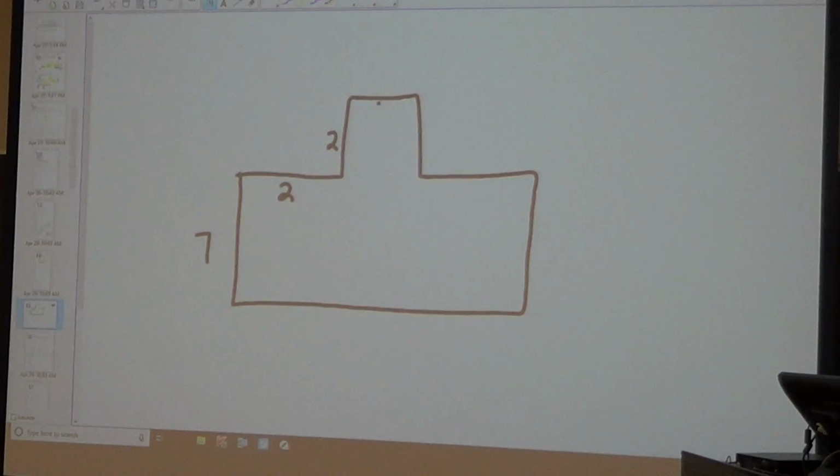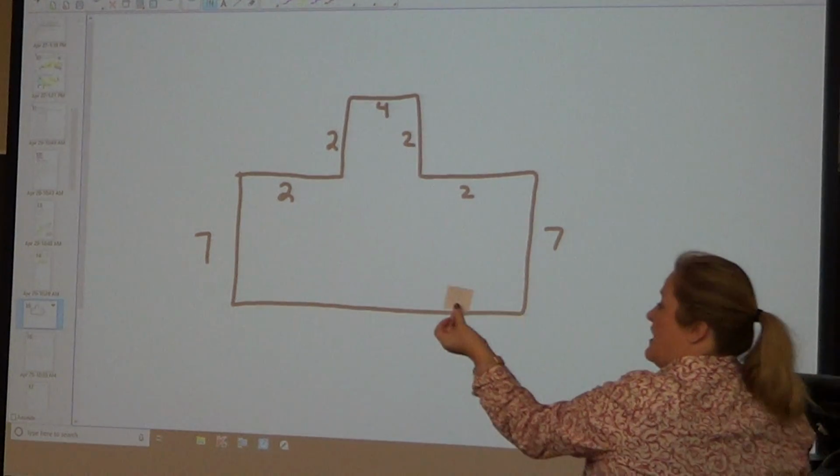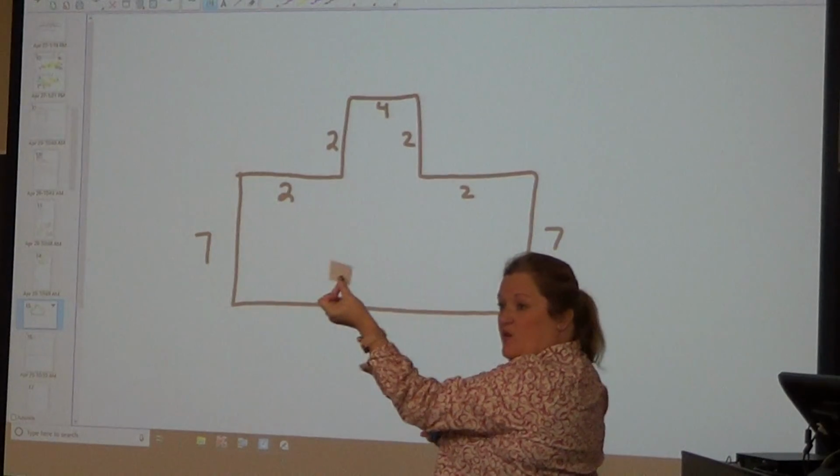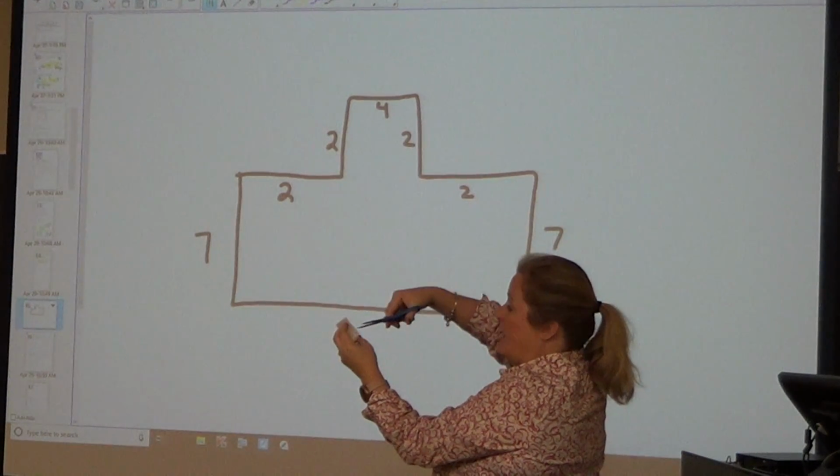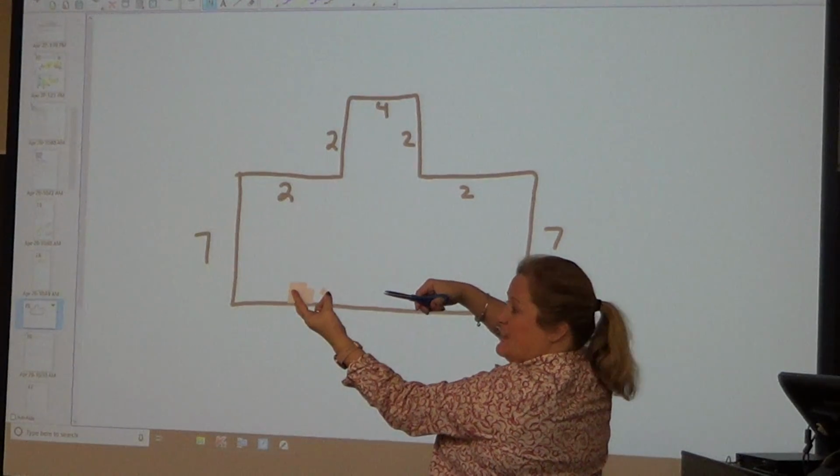7, 2, 2, 4, 2, 2, and 7. I'm too busy wanting to do that. I just want to do the whole thing. That's what we're gonna do. Instead of doing this side and that side, I want to do both sides and the top. We're gonna fill it in so that we make a sticky note. And this time, we're gonna cut off this.